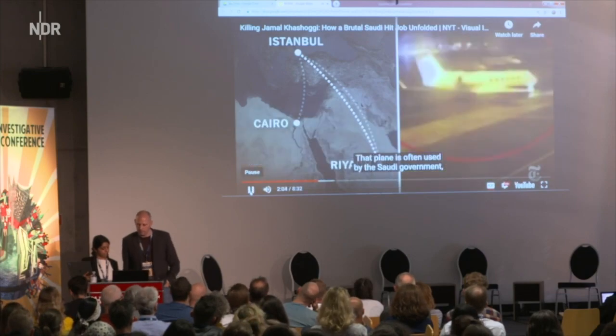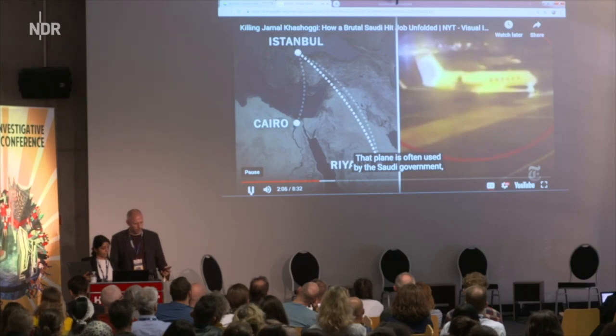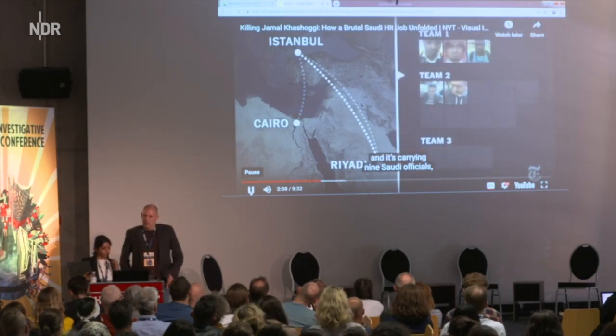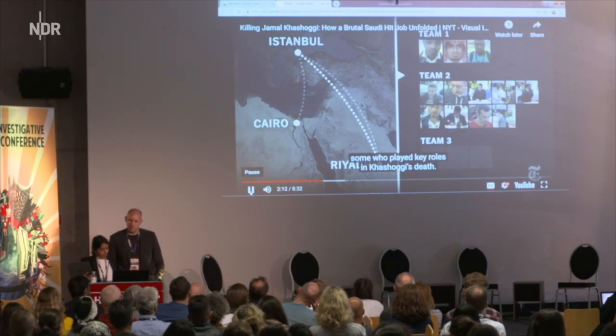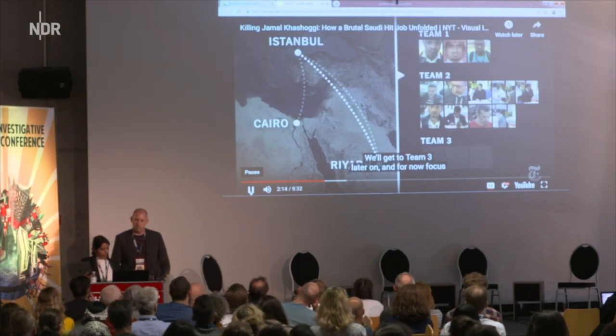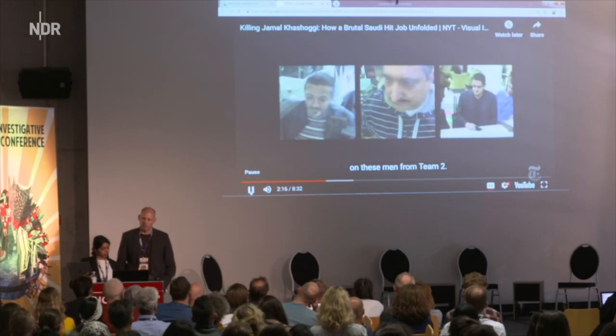That plane is often used by the Saudi government, and it's carrying 9 Saudi officials, some who play key roles in Khashoggi's death. We'll get to Team 3 later on, and for now, focus on these men from Team 2.